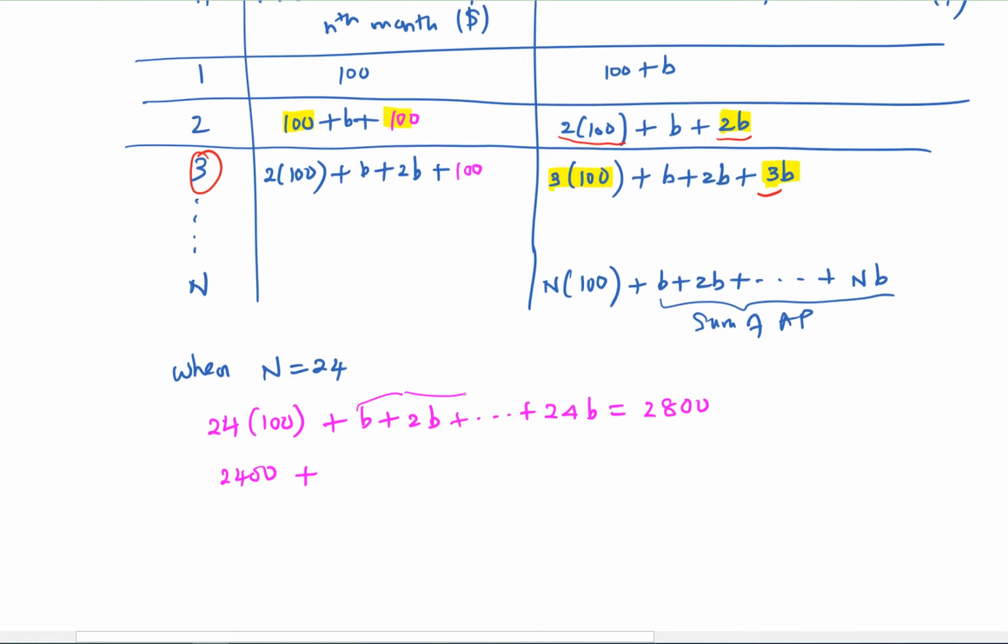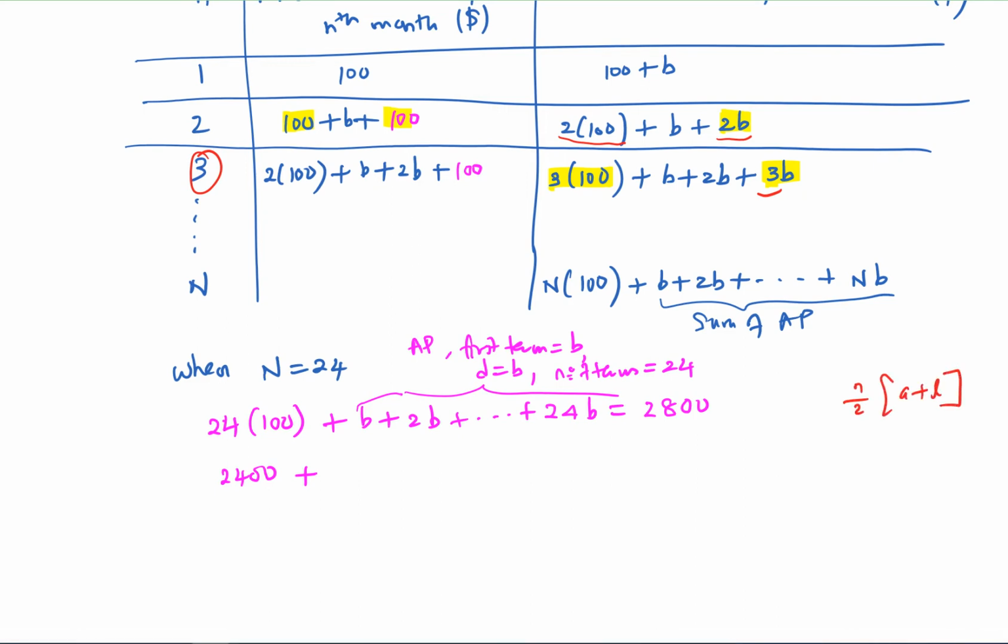Over here, like I mentioned earlier, it is an AP, sum of AP. First term is B, common difference is also B, and your number of terms will be 24. So I will apply the formula. There are a few ways of looking at it. I can use n over 2, a plus l, first term plus last term. I think that makes more sense to me here. So it is 24 over 2, first term plus last term.